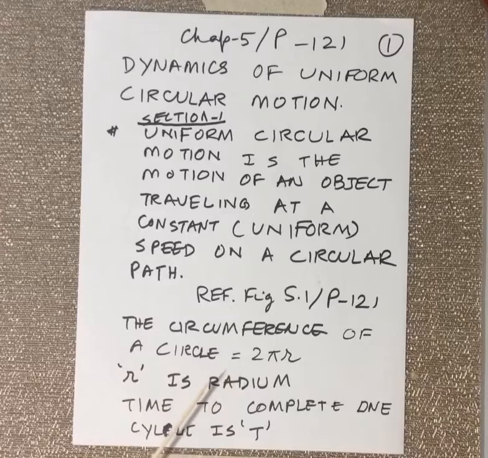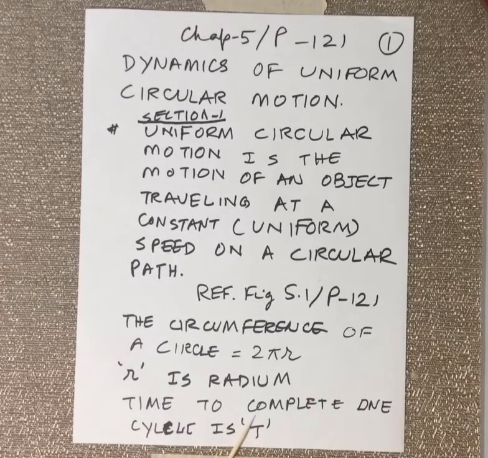The circumference of the circle is 2 pi r. R is the radius, and T is the time to complete one cycle.